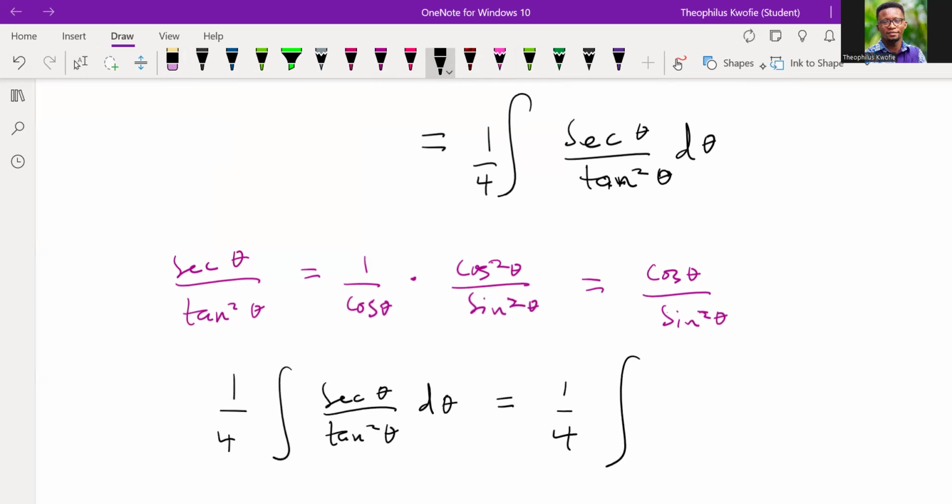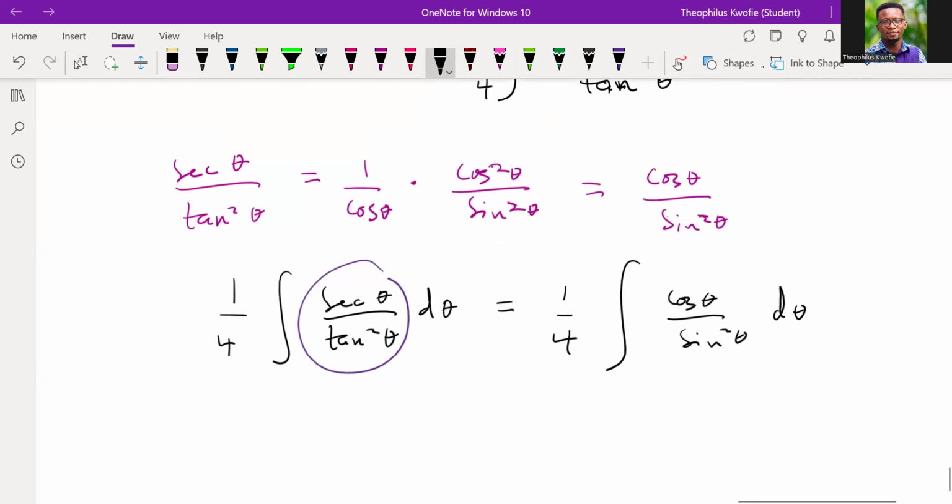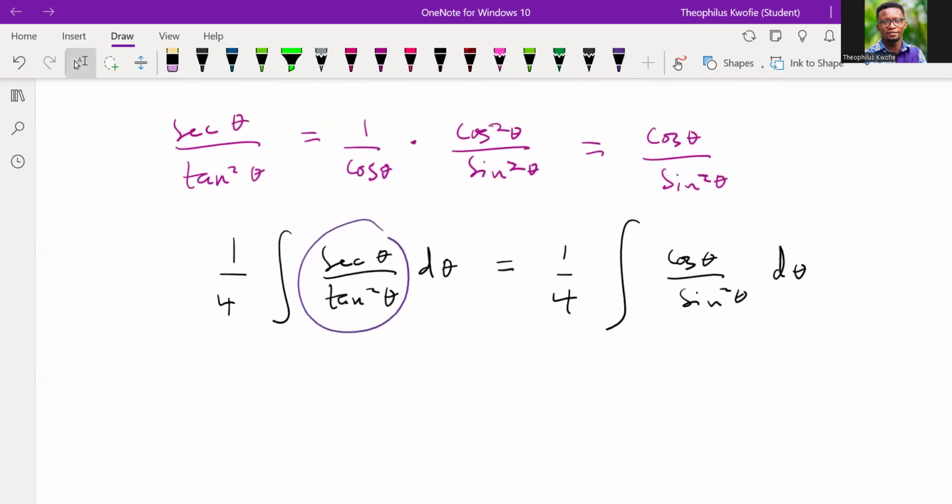Now the whole of this can now be written as what? As cos theta over sine squared theta d theta. Okay, good. Now we want to make the best use of substitution. So now we want to make another substitution. Very important. That's the nature of this problem. It's a kind of substitution, okay? You have to be used to that to be able to solve this.